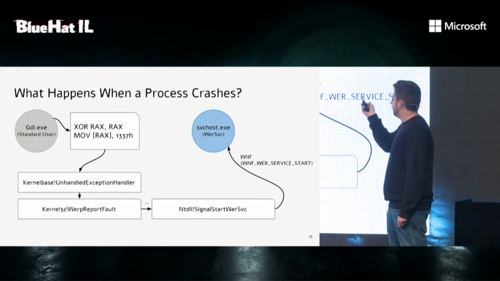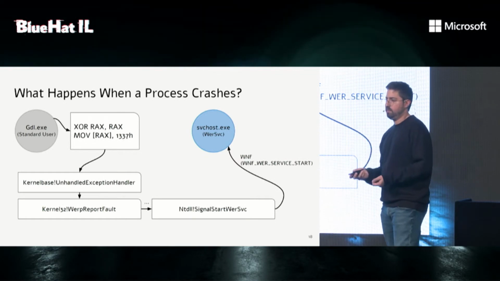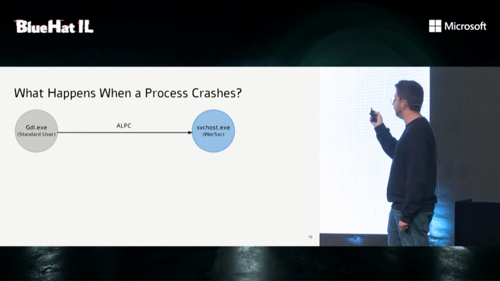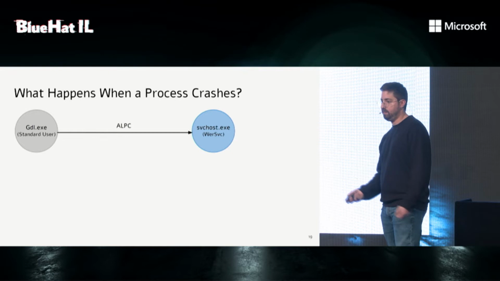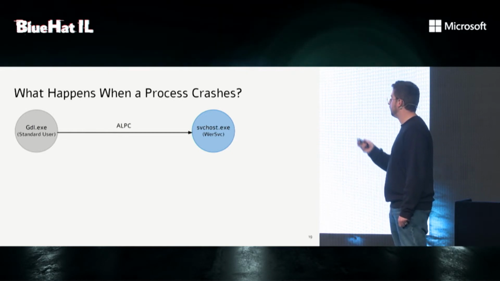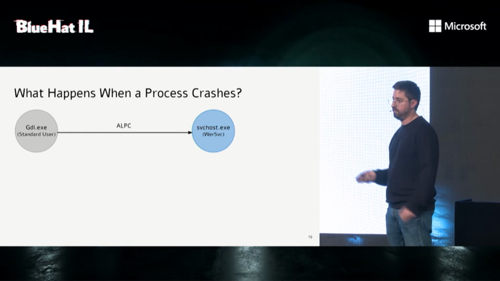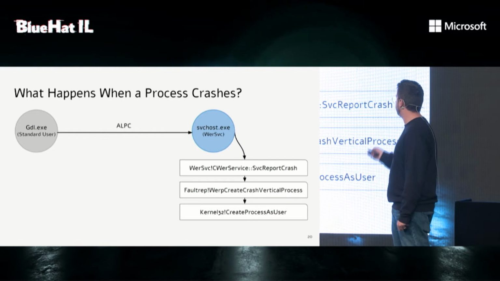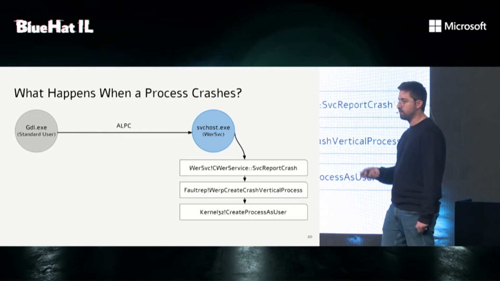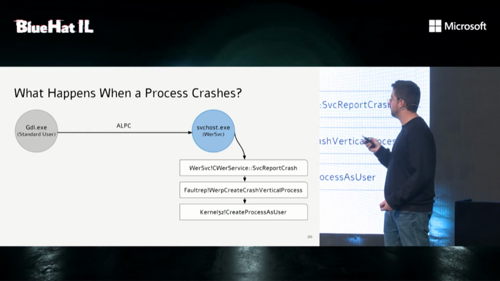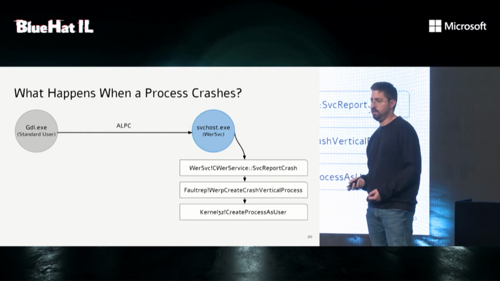Anyway, after this service is up and running as local system, gdi.exe, the crashing process, would start communicating to it using ALPC, which is an inter-process communication mechanism in Windows. You can just send buffers between processes. And it will have WerSvc call the function SvcReportCrash, which, as its name hints, its purpose is to report a new crash on the system of gdi.exe in this case.